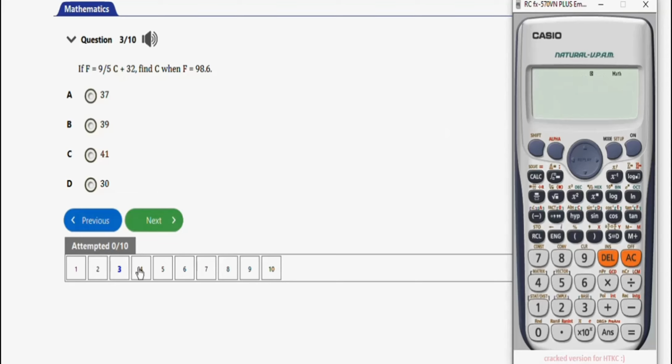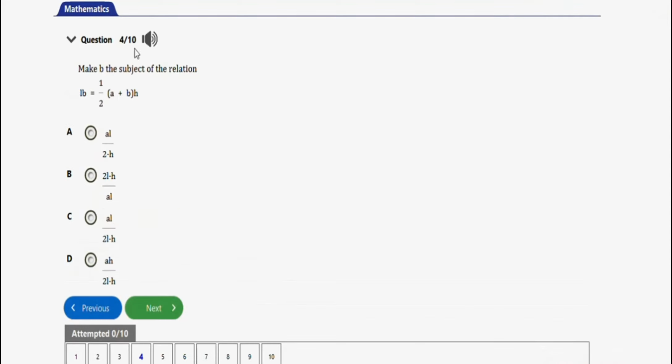The next question will be this one. It says make B the subject of the formula. This question is also very easy to solve. It is something like I equals, one times what we have in the bracket, so we're going to have A plus B, H over 2.